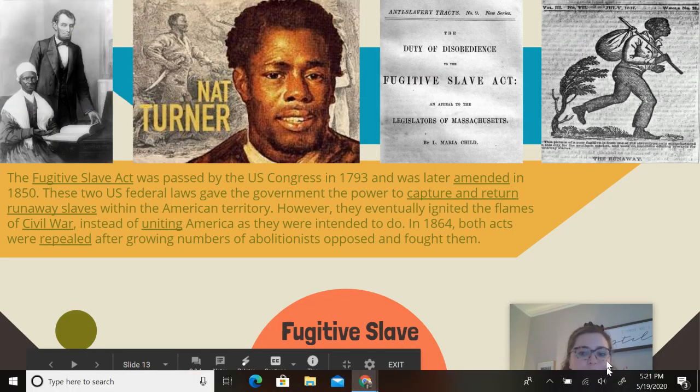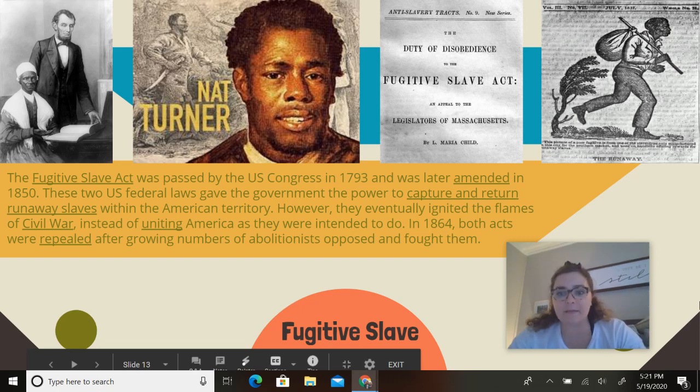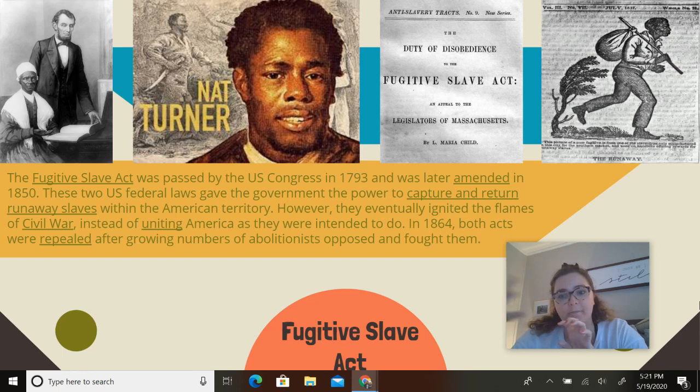Okay. So here, we are going to talk about the Fugitive Slave Act. This is what I was talking about, where we're going back and forth in time to before the Civil War and after the Civil War. The Fugitive Slave Act was actually passed in 1793. It was later amended right before the Civil War in 1850, but ultimately they were the laws that gave the government the power to capture and return runaway slaves.